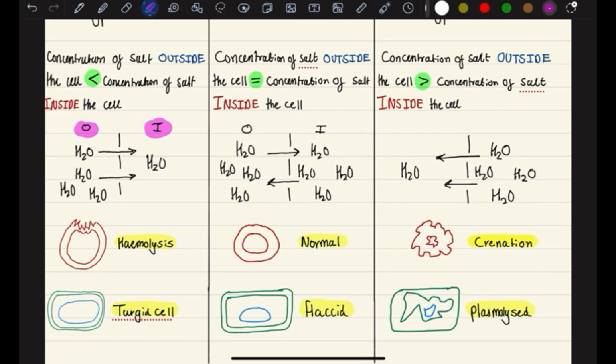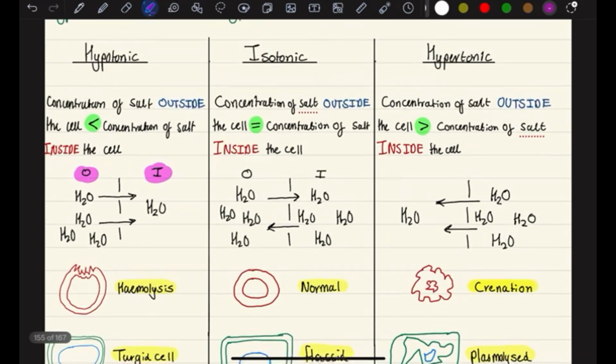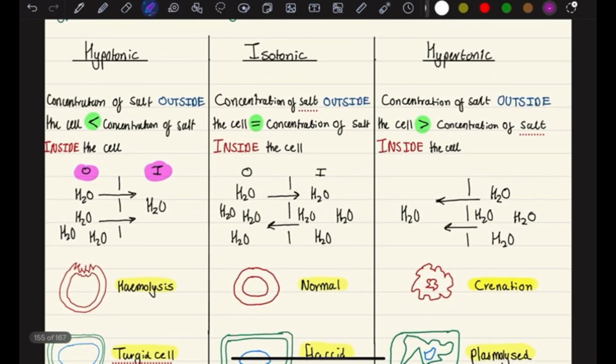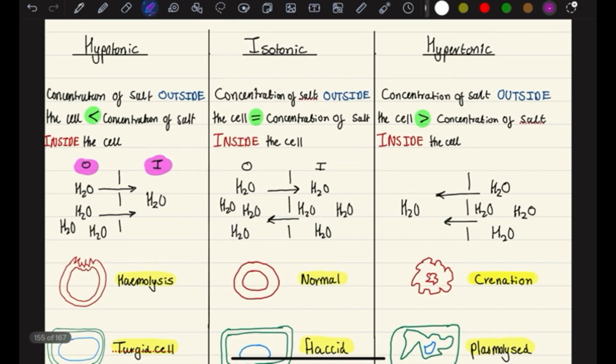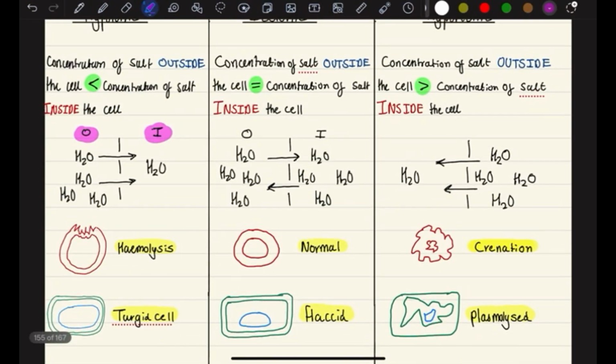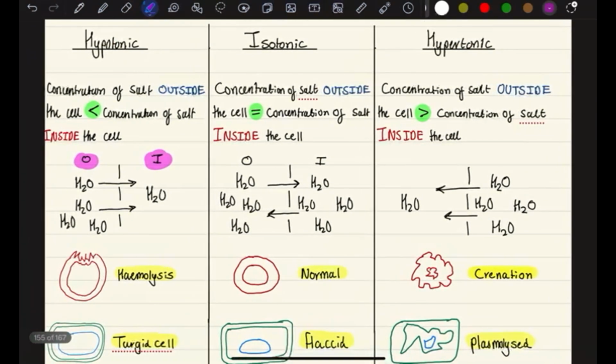Now again, you can see the definitions on the screen. I'm not going to read them all out. But for example, isotonic solution is the same, yeah? And you can see equal movement in both directions between outside and in. So you'd have a normal cell if it's an animal cell, for example, and a flaccid cell if it's a plant cell, yeah?